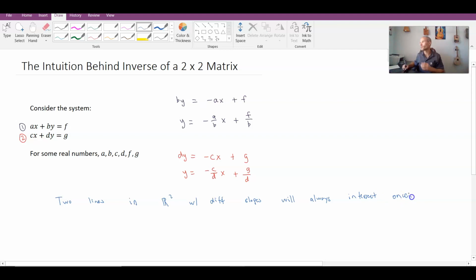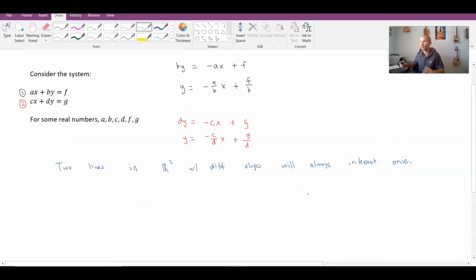Now there are the fringe cases where, what if the slope is undefined, if it's a vertical line? Yes, that can happen, but let's just focus on the typical cases for now. So what does this mean? In mathematical terms, the slope of the first line is negative a over b. The slope of the second line is negative c over d, and we're saying if they're different, in other words, if negative a over b is not equal to negative c over d.